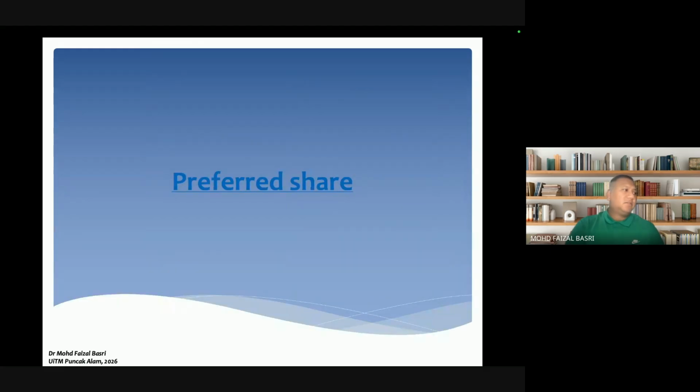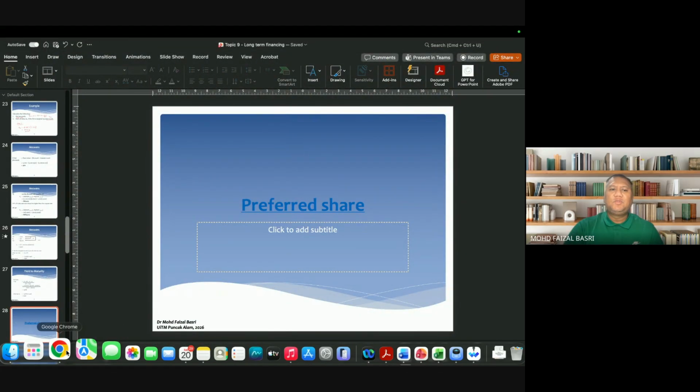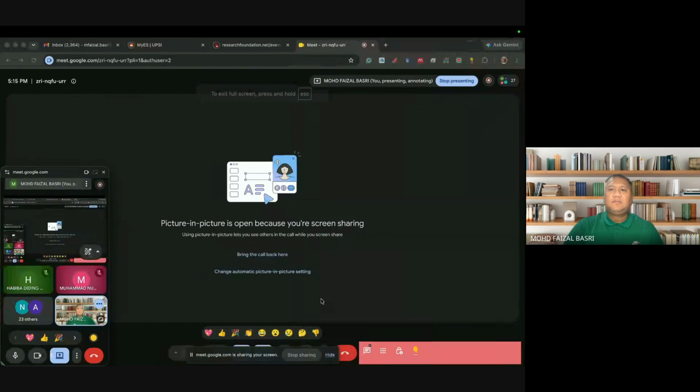Okay, so before we proceed dengan preferred, we're going to take a short break, and selepas I dah explain all three, we're going to pick 1 or 2 past year questions that can be used untuk illustrate lagi lah how we calculate all the costs available. Okay, so before we proceed dengan preferred, kita take a short break kejap.